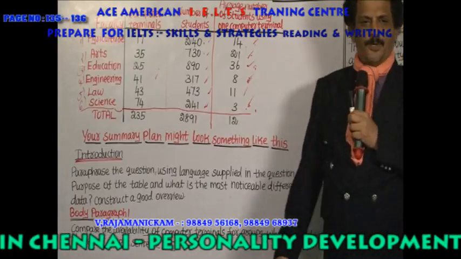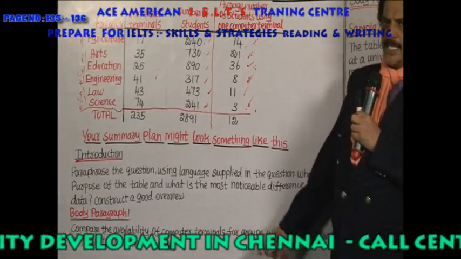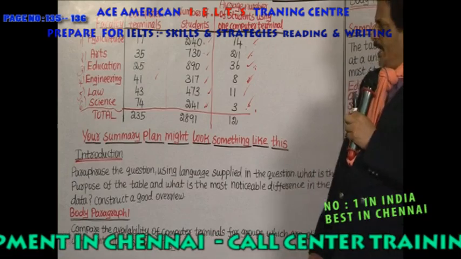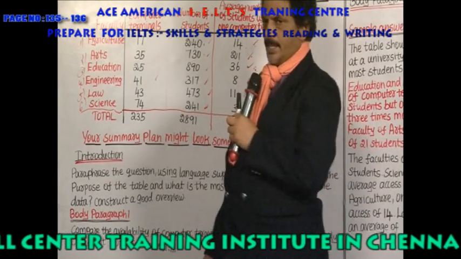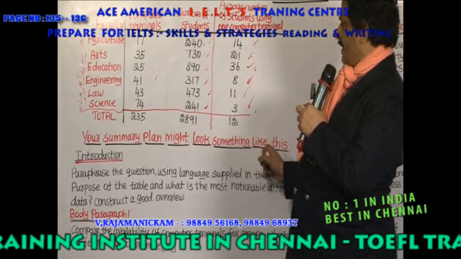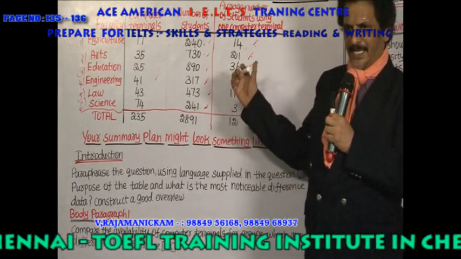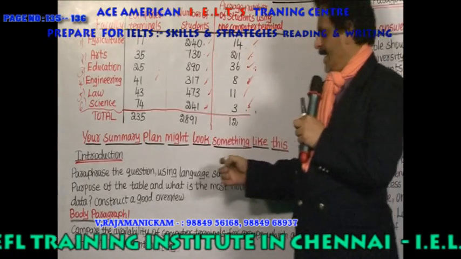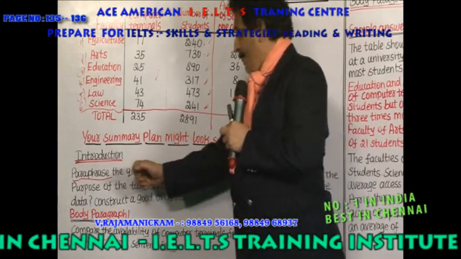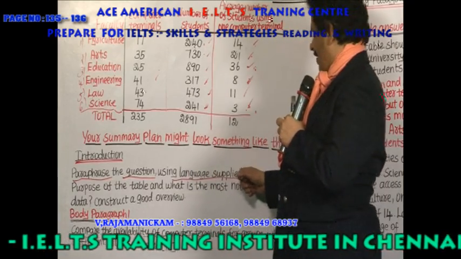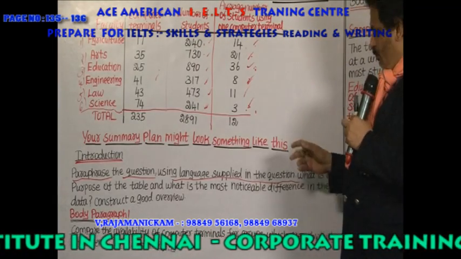Now coming here, your summary plan might look something like this. Based on this, you have to interpret and write, comparing and contrasting. First, the introduction. Paraphrase means form your own sentences: paraphrase the question using language supplied in the question. In the question they have asked, you have to change the sentence and write. What is the purpose of the table, and what are the most noticeable differences in the data?